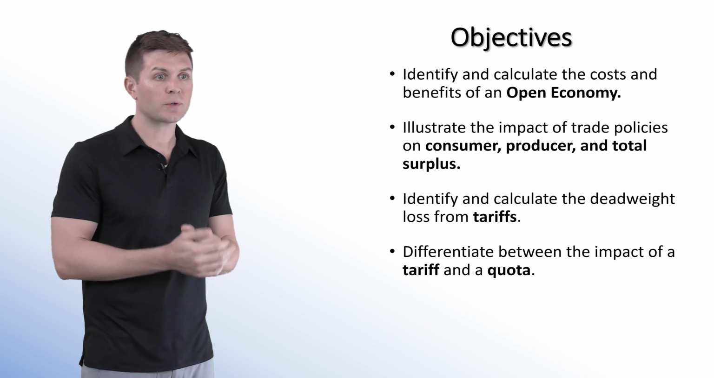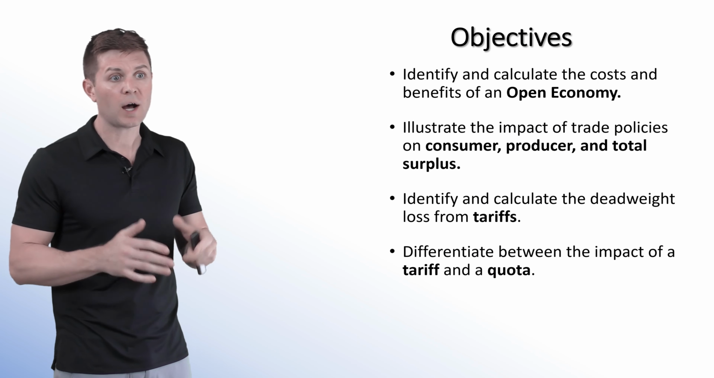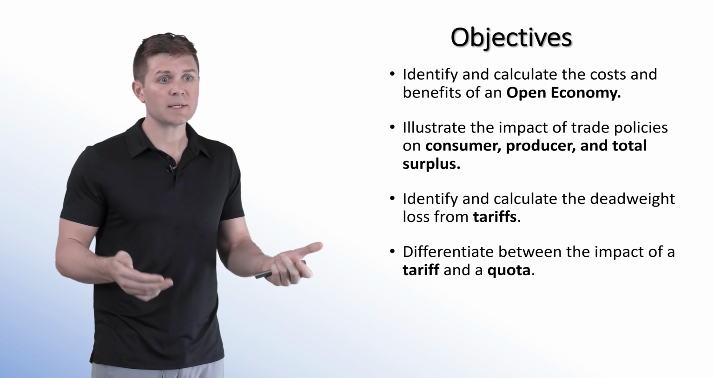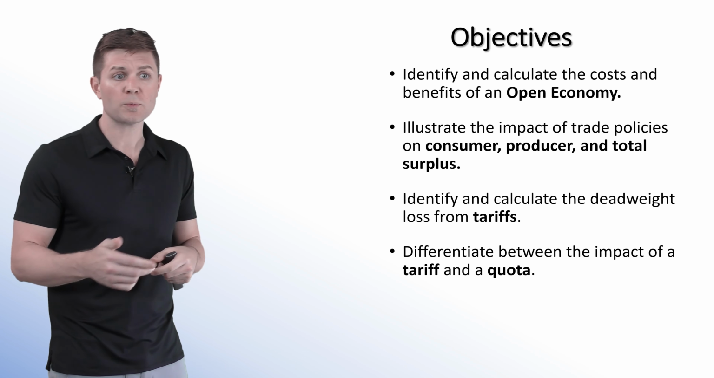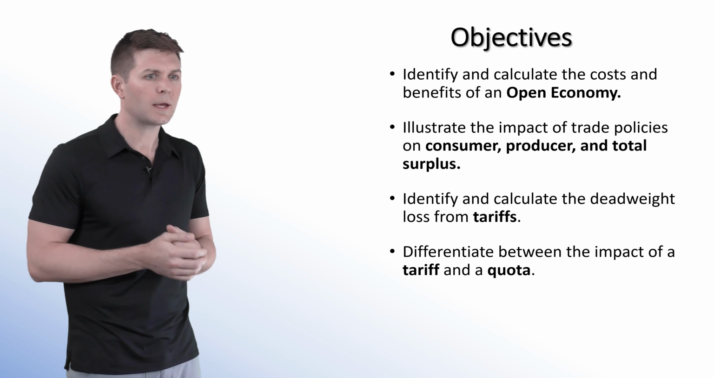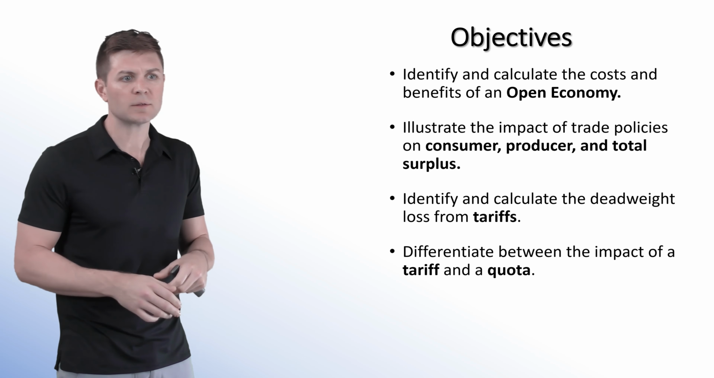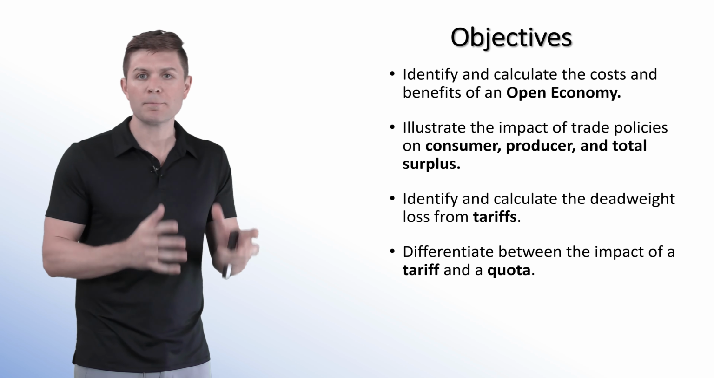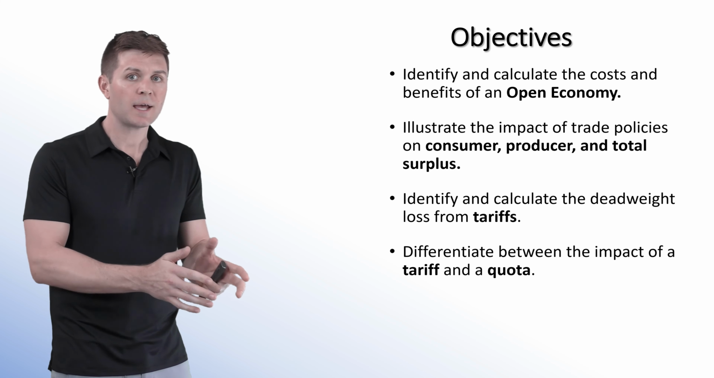Now, big objectives for today: identify and calculate the cost and benefits of an open economy, or one with trade. Illustrate the impact of trade policies on consumer, producer, and total surplus, and then identify and calculate the deadweight loss from tariffs. And then finally, we're going to differentiate between the impact of a tariff and a quota.